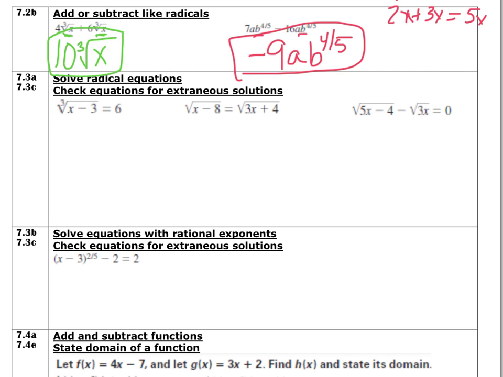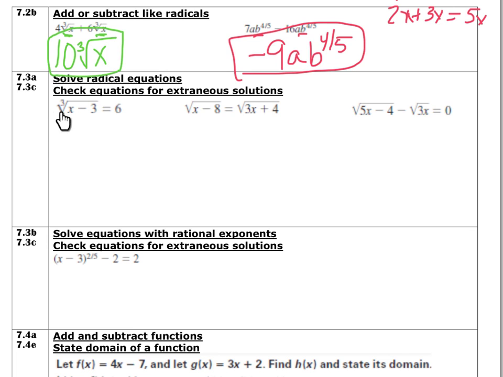7.3 A and C, we're going to solve radical equations and check for extraneous solutions. Solutions that are extraneous are answers that you get that when you plug it back into the equation actually don't work. As we deal with more advanced types of equations, extraneous solutions can happen, so you must check for them. So let's get started with this first one.